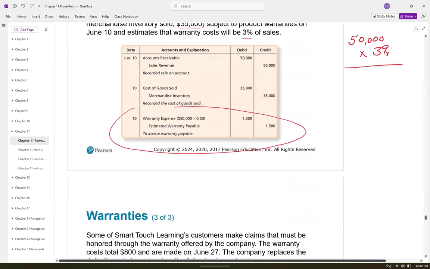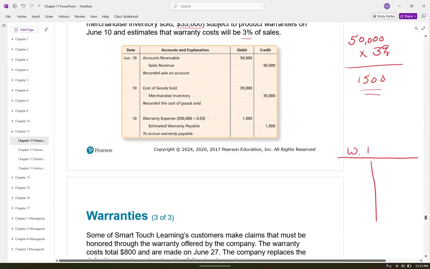I'm missing that one right there. That's why I was like, whoop, something's wrong. So we estimated 3% of sales to be 1,500. Again, not a perfect number, better than nothing though. Okay. We will debit the warranty expense and credit estimated warranty payable. So we now have a liability out there, warranty payable with a credit of 1,500.